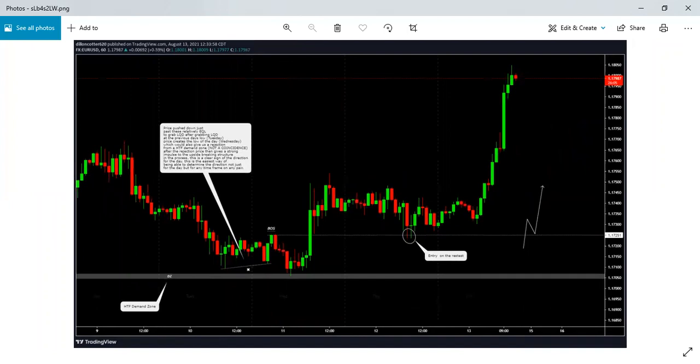So what makes this one probable, right? The rejection that we got from this demand zone to the left from the higher time frame gave us an impulse that we can play off of, right? This is that big splash in the water, right? This is that impulse that we can play off of.